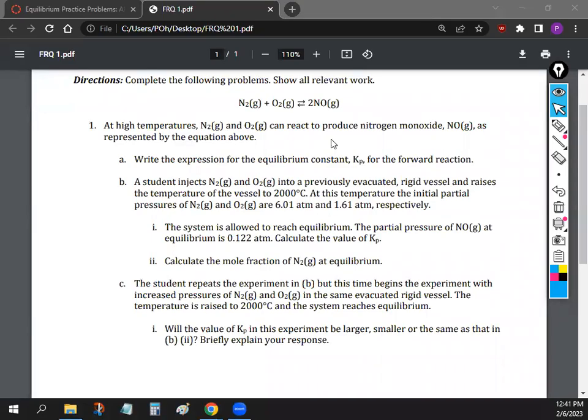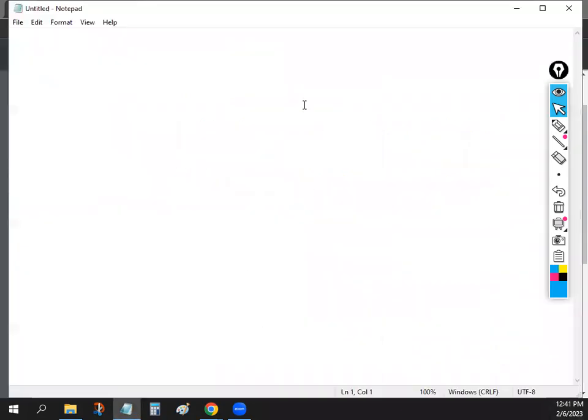Okay, so we're going to be looking at this reaction right here. And then we got some information that's not that important. So for part A, we're going to start by writing the equilibrium constant expression. Okay, so let's start going over that.